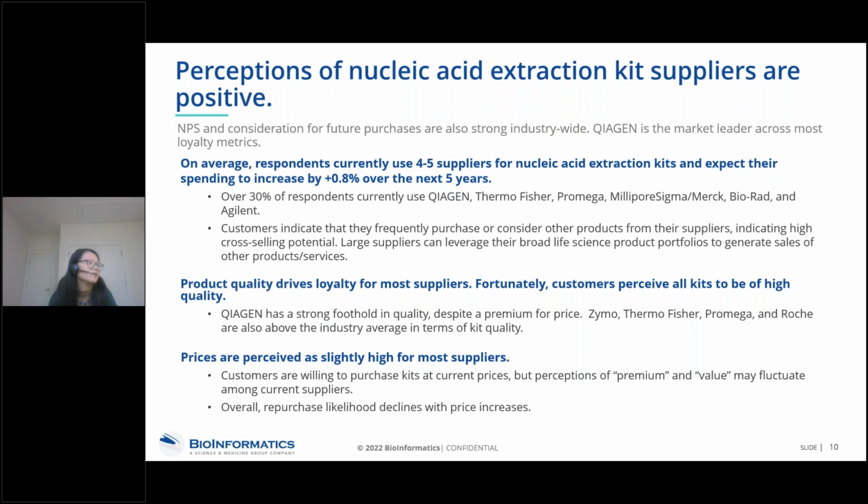Meanwhile, prices are perceived as slightly high for most suppliers, but customers are willing to pay a premium and willing to purchase kits at current prices. But this idea of premium and value may fluctuate from supplier to supplier. Overall, repurchase likelihood declines with price increases. That's to be expected, but that drop varies again from supplier to supplier.